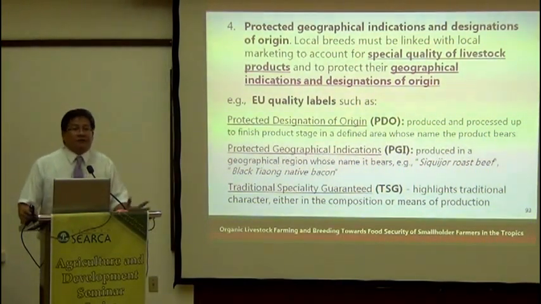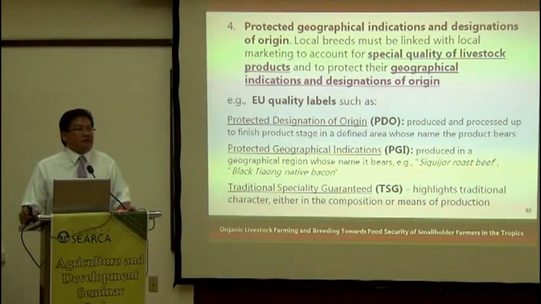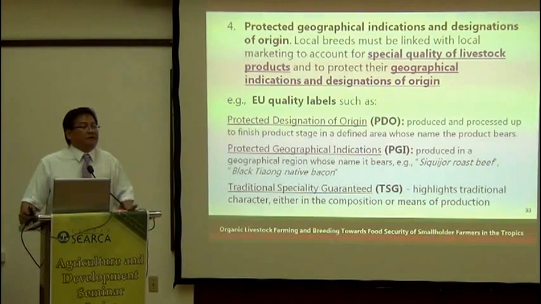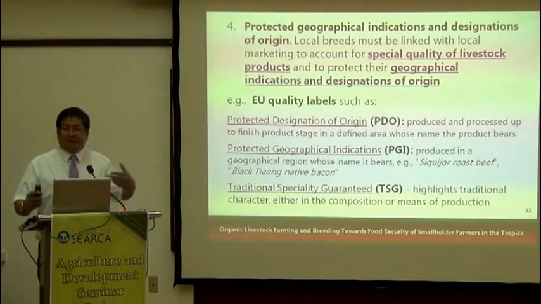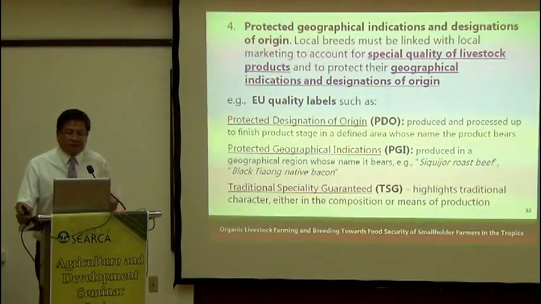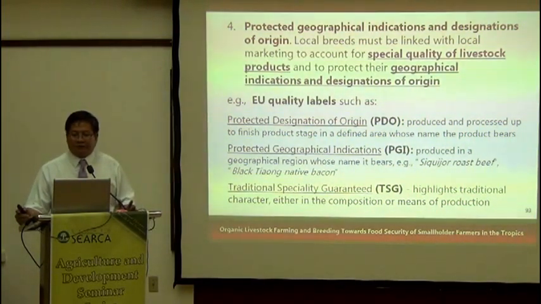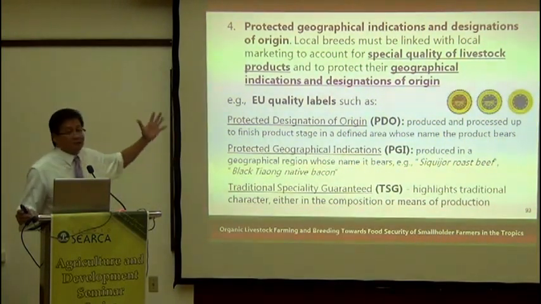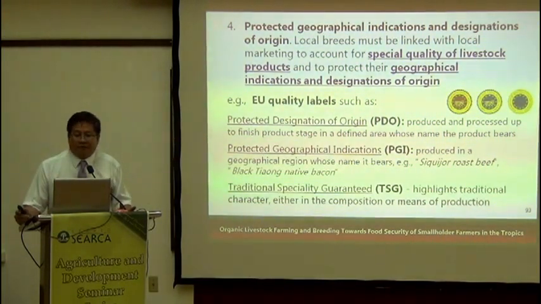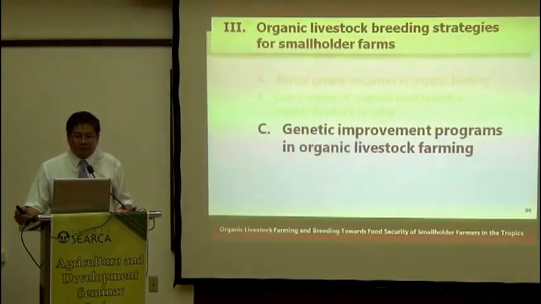So for example, we could come up and say, who knows, maybe I could produce a Sikohor roast beef, or maybe a black Chaong native bacon. Yung kabilang BT pigs. As in black Chaong. Asian GMO. But we could put up those names. And then there is the TSG, or the traditional specialty guaranteed, which highlights the traditional character, either in the composition or the means of production. And these are mainly to help support, protect and promote our local stock, hopefully leading to these seals, mga labels for PDOs, PGIs, and TSGs.